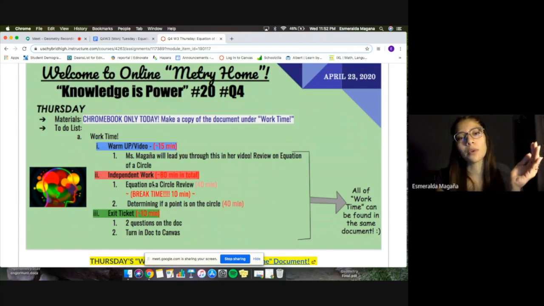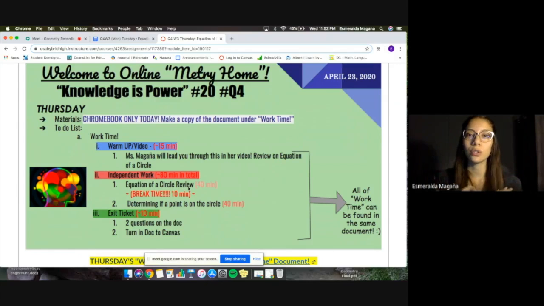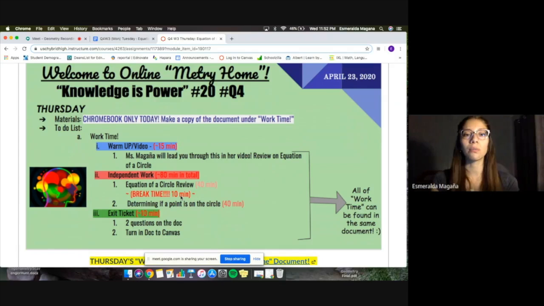The first part is equation of a circle review, sort of like what we did on Tuesday, except now you will for sure understand where the center is located on your equation, and also the radius. Then please take your 10-minute break, and after that you're going to come back and determine if a point is on the circle, and I will also go over that in this video. In between, you can either pause this video, or you can continue and skip all the way to number 2 on independent work, whatever works for you.